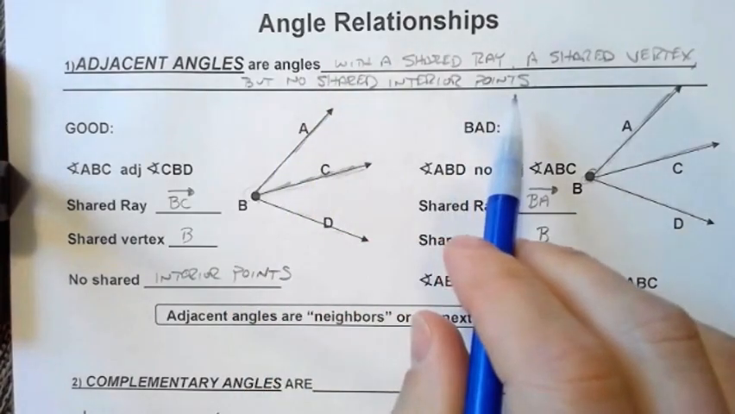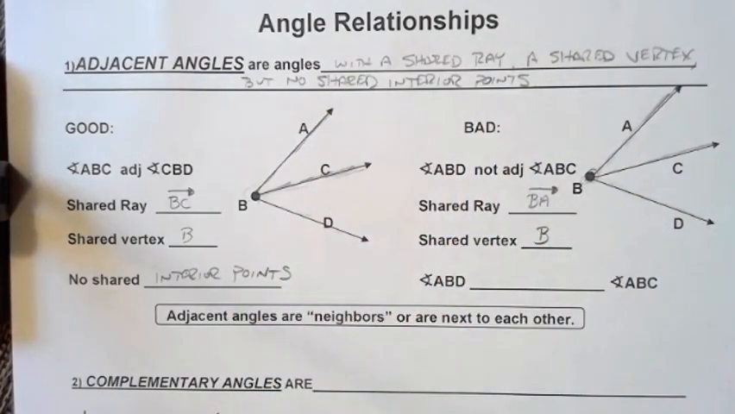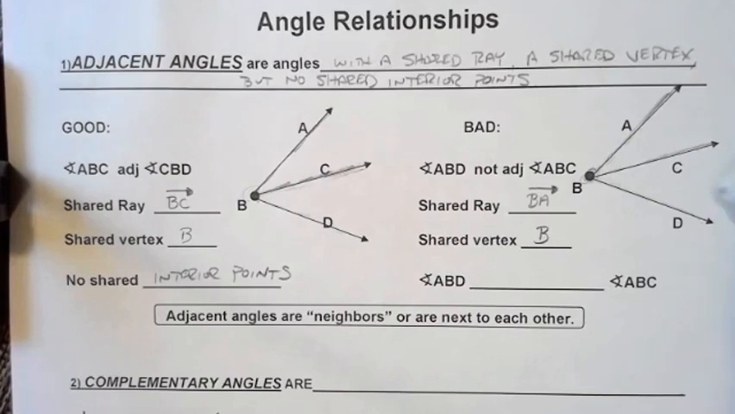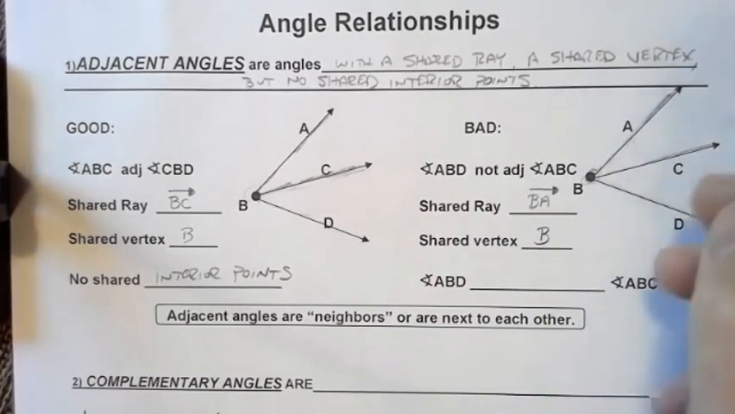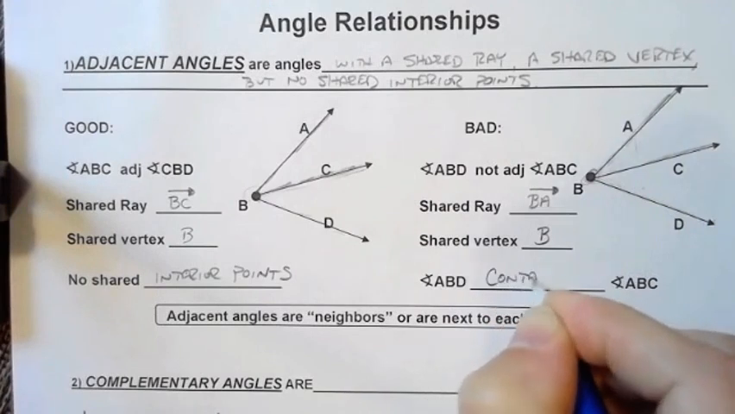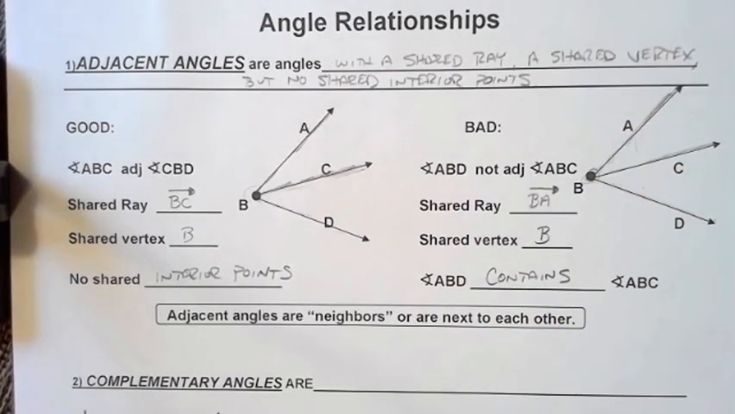Okay, so they do share a ray, they do share a vertex, but it says that they can't share interior points. But if we look at this closely, angle ABD is this big angle, so the interior is everything in between those two rays, which includes angle ABC. So these two angles' interiors actually overlap. Angle ABD, which is the big angle, contains angle ABC. Okay, and for that reason, these are not considered adjacent angles.